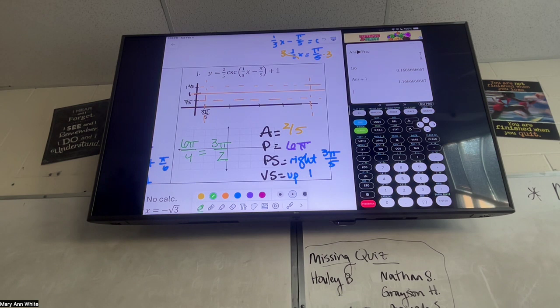I think it's 3 halves, right? Do you guys get 6 pi as your period? Yeah, so then when I do 6 pi divided by 4, I get 3 pi over 2. So my distance between each tick mark is going to be that 3 pi over 2. And so even though it's messy, it's okay because I have my best friend, the calculator.